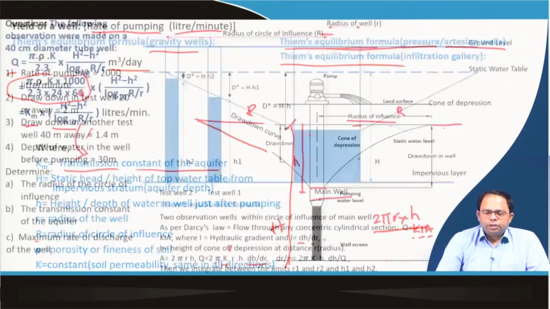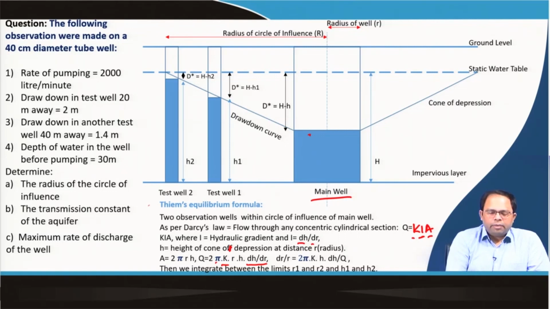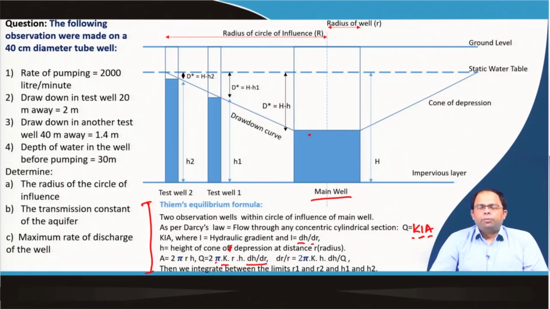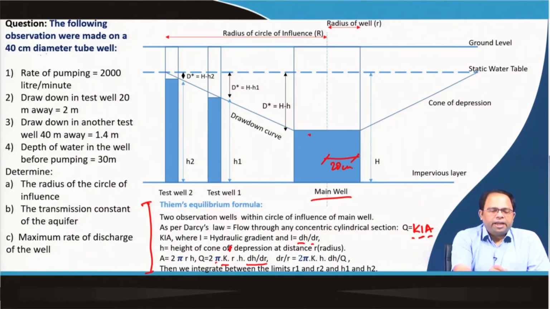Now, let us look into one problem. I think this we have already discussed. In this particular problem, you can see that the following observations were made on a 40 centimeter diameter tube well. So, this tube well diameter is 40 centimeter, so this is 20 centimeter. Of course, it is not exactly proportional, but let us assume the main well is 20 centimeter of radius.